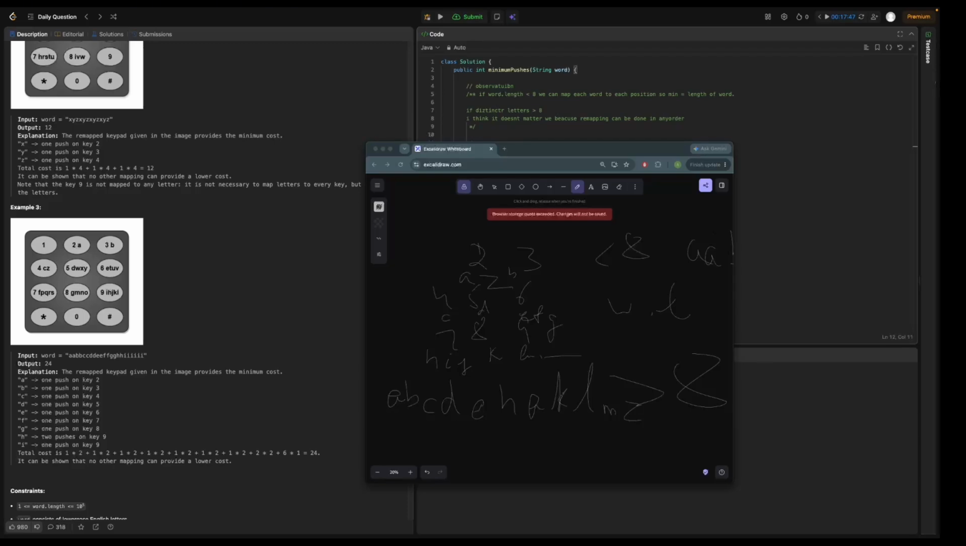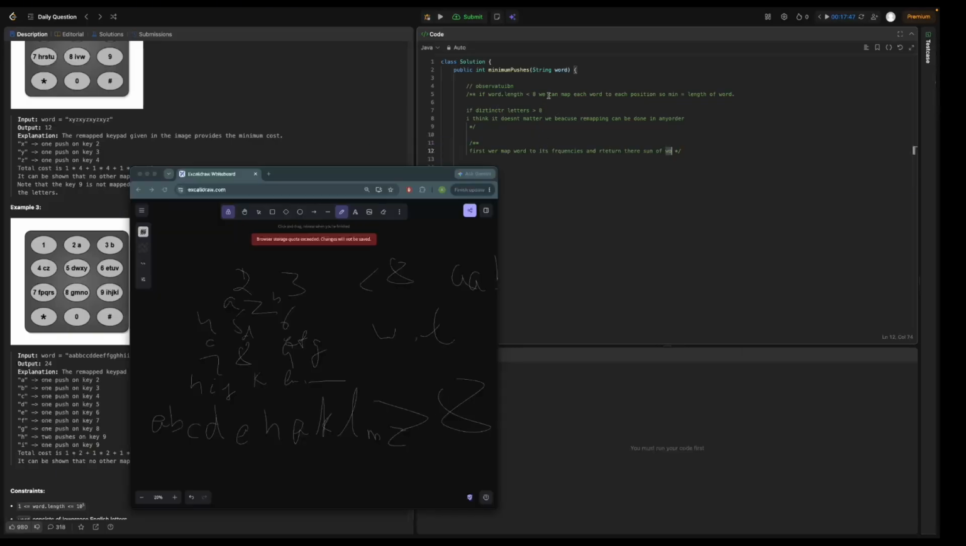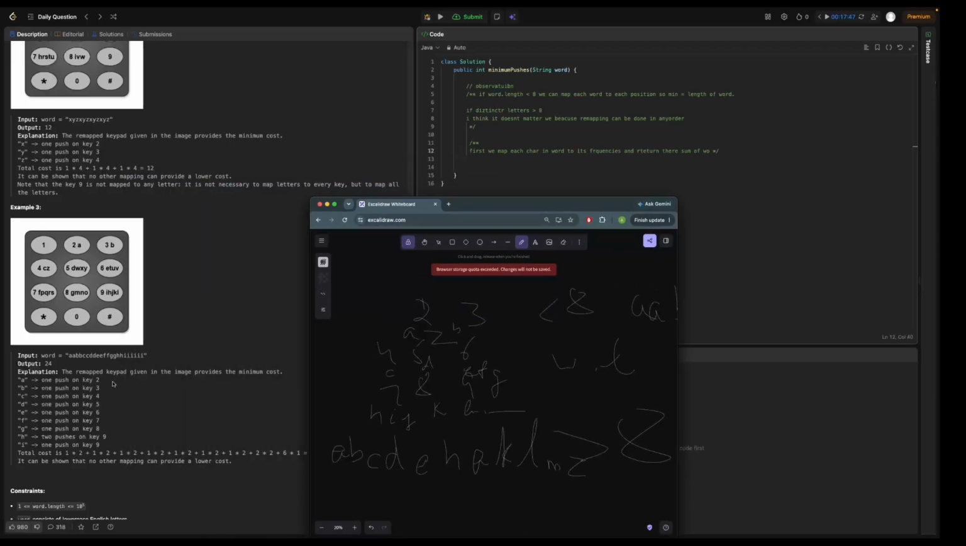What I think, first we map each character in word to its frequency, and return the sum. For example, in this example, we count the number of A's: A we have 2 times, B we have 2 times, C is 2 times. Talking about this example right here.